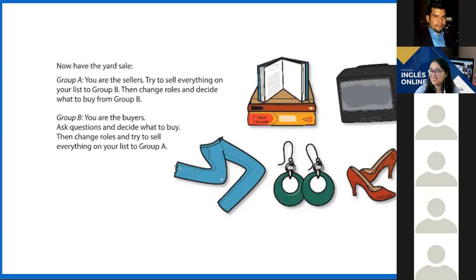I want. Okay. But I want the blue jeans too. The jeans are for Henry Lopez. If you buy the book and the shoes and the earrings for $30, I can give you the jeans for Henry Lopez. Would you like them, Henry Lopez? Hello. Would you like the jeans? Hello. Okay.